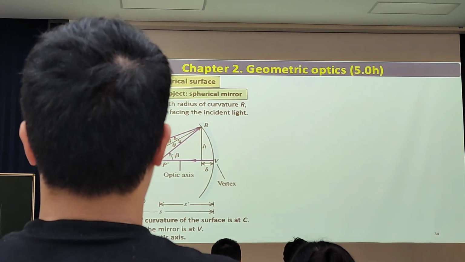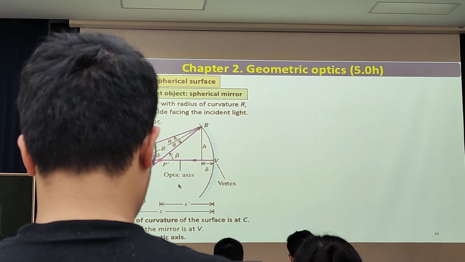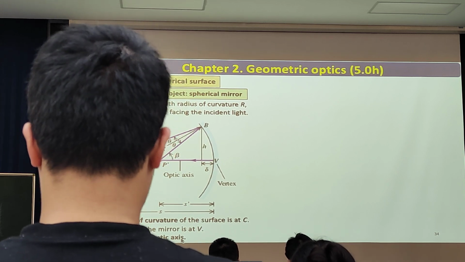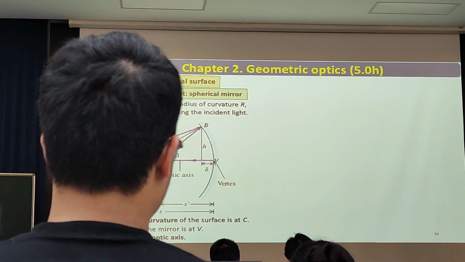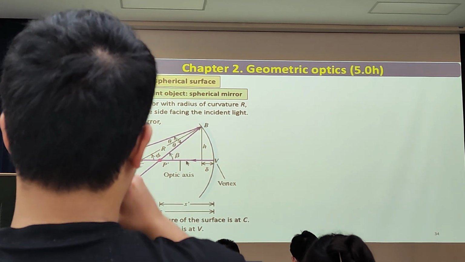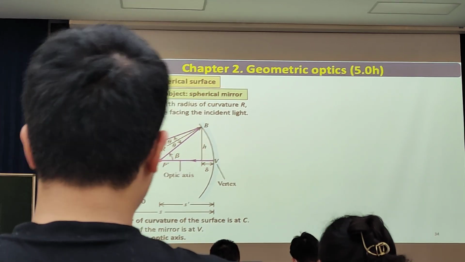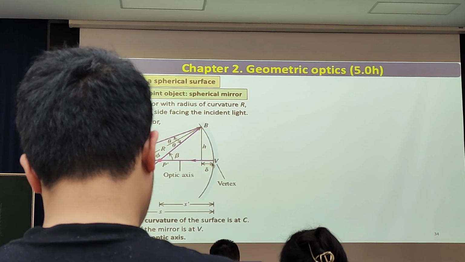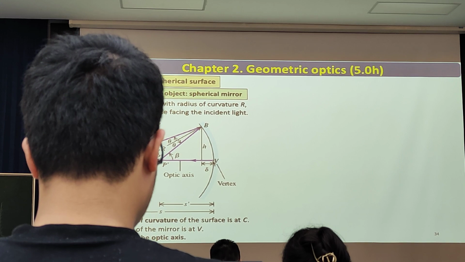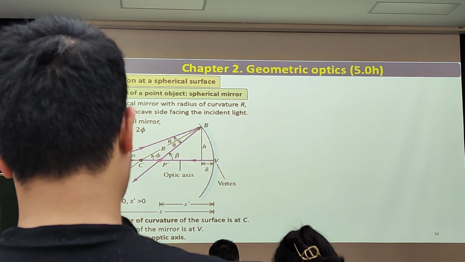And we have the line connecting C and V. Here we have CV. So CV is called the optic axis. CV is called the optic axis. You see? So we have some special points that characterize a spherical mirror. C, center of curvature, V, vertex, and CV, the optic axis. And later on we will also define another point named focal point, and the length is focal length.